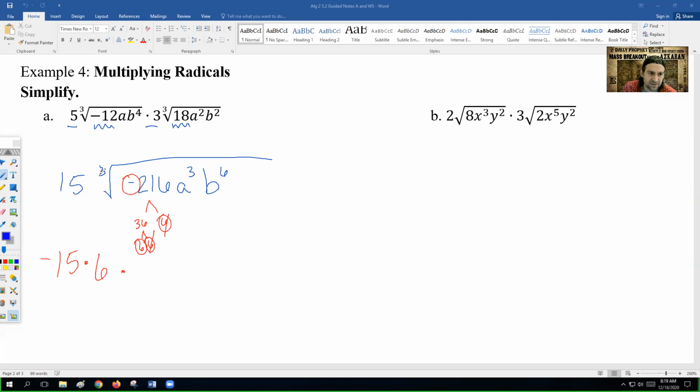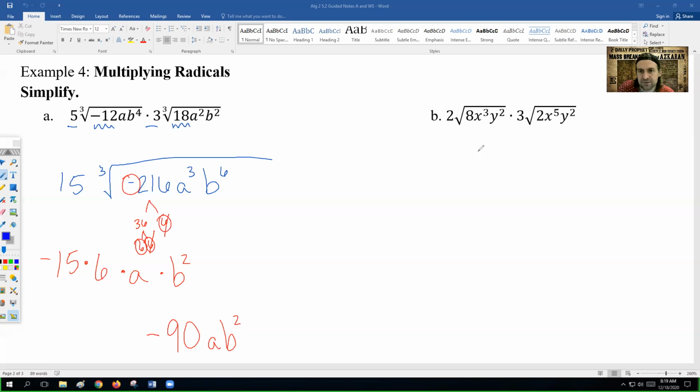A cubed, 3 divided by 3 means an a would break out, and b to the 6 means a b squared would break out. And so we can multiply this together. The total answer is negative, what is this? 90 ab squared. It works out perfectly. Wow.